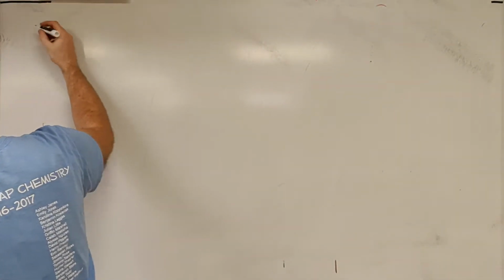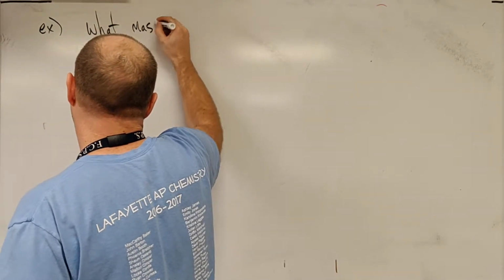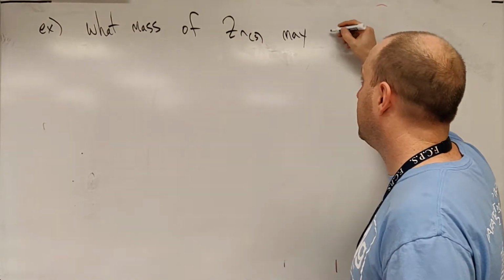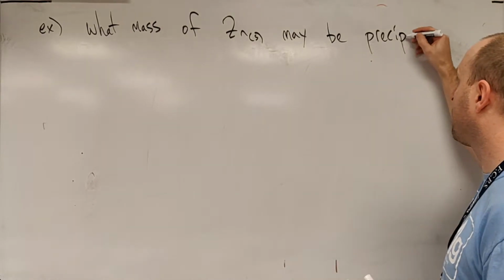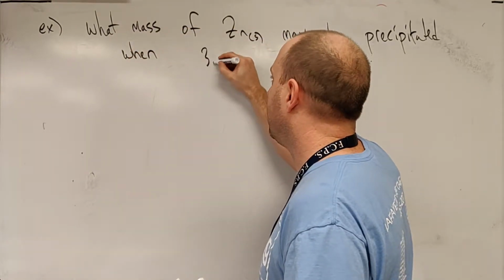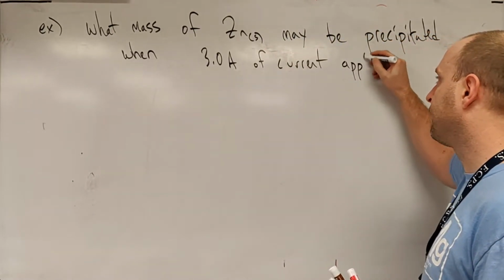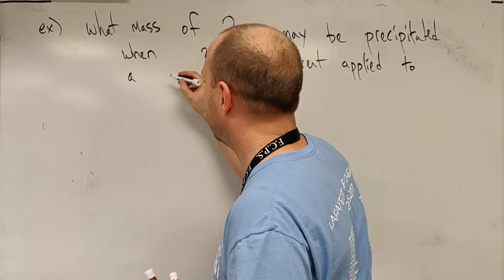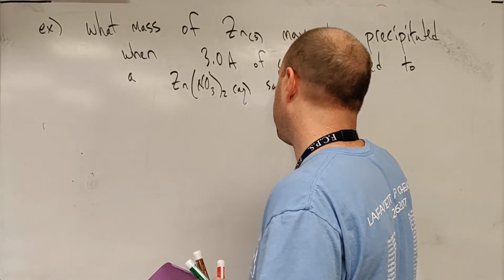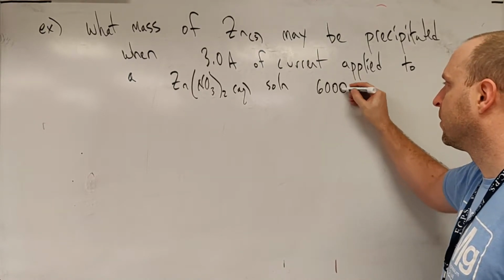We'll just make up some numbers here that are convenient, and we'll say, what mass of zinc, going with our zinc from before, may be precipitated when, we'll say, 3.0 amperes of current are applied to a zinc nitrate solution for some arbitrary amount of time. Let's just say 6,000 seconds, all right?